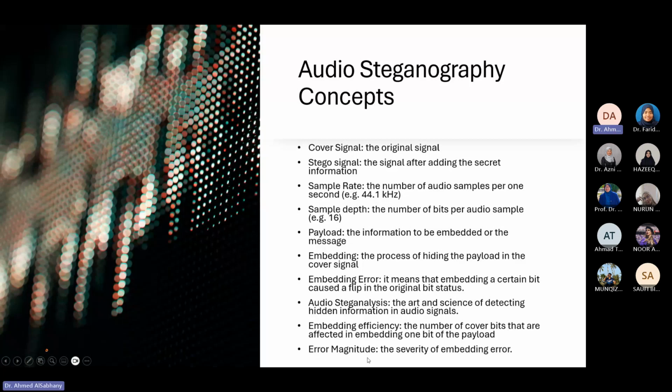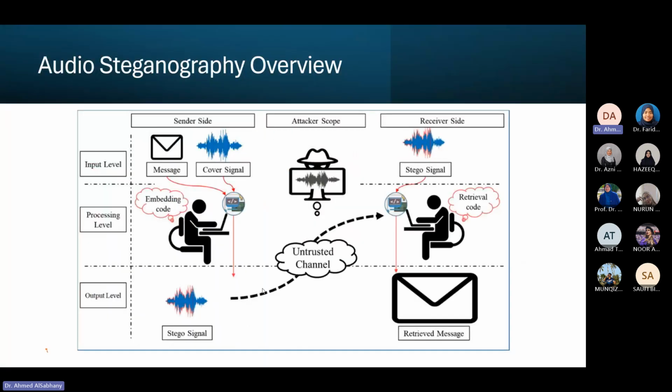The error magnitude is the severity of embedding error. How severe is the error and how destructive it was on the quality of the signal.